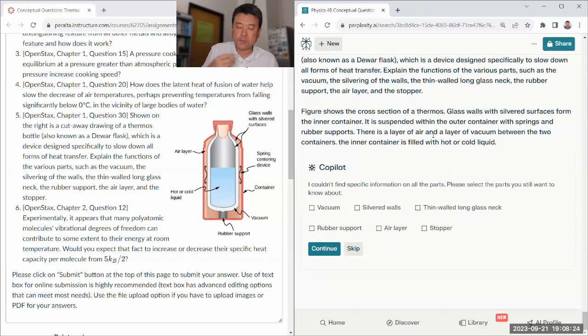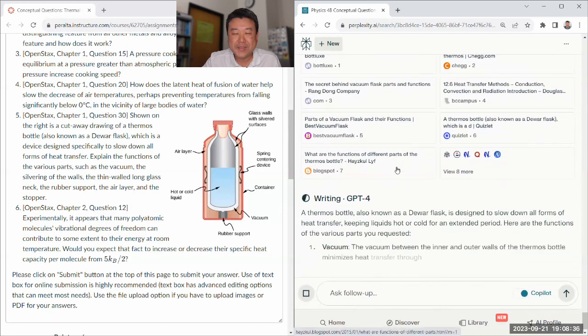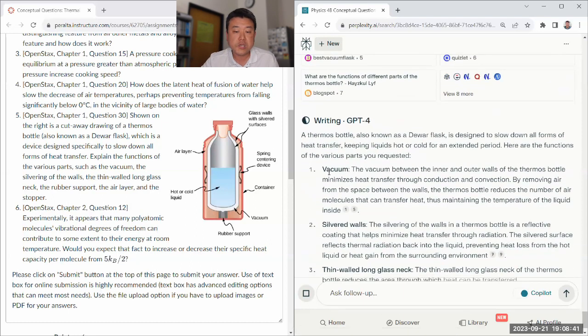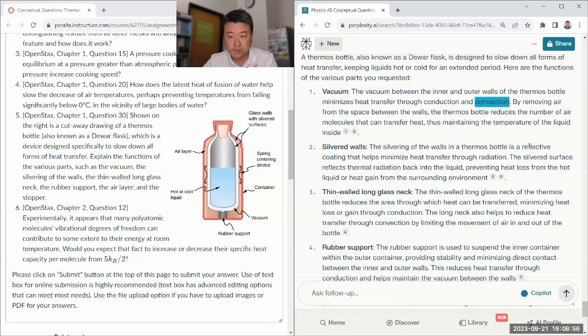It should talk about the three different mechanisms of heat transfer, and each of these points should refer to how that particular mechanism of heat transfer is prevented. So with the vacuum, heat transfer through conduction and convection is prevented. Good. With the silvered walls, heat transfer through radiation is prevented.